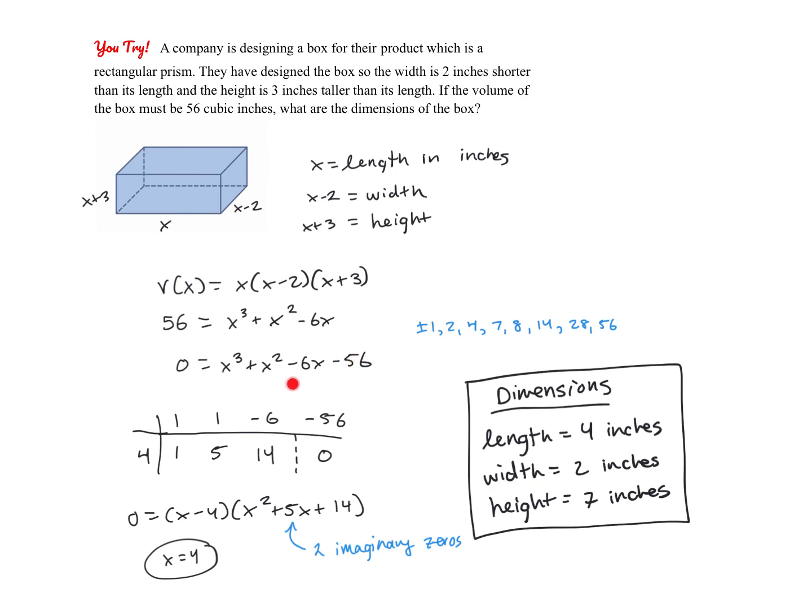So this equation, or this polynomial, actually has quite a few possible real rational zeros. So you might need to plug through a few to find one to start. But the 0 of positive 4 gives us a remainder of 0. And then this remaining trinomial, be careful, it's x squared plus 5x plus 14. This is actually not factorable, and this gives you 2 imaginary zeros. So I know it looks kind of close to something that's factorable, but it's actually not. So this polynomial right here actually has one real 0, and that only real 0 is positive 4. So the length of our box is 4 inches, the width is 2, and the height is 7.